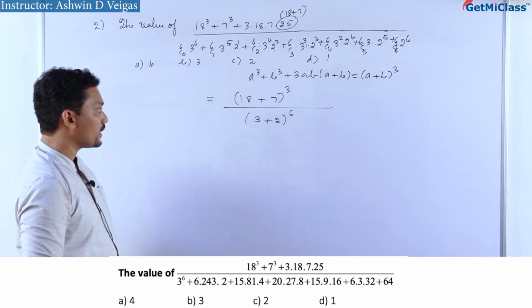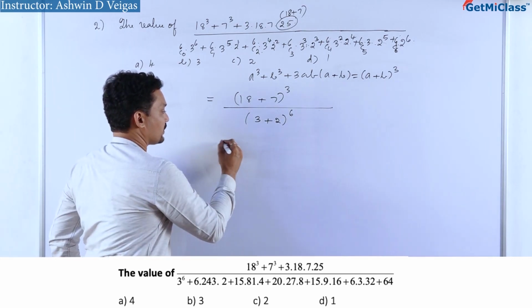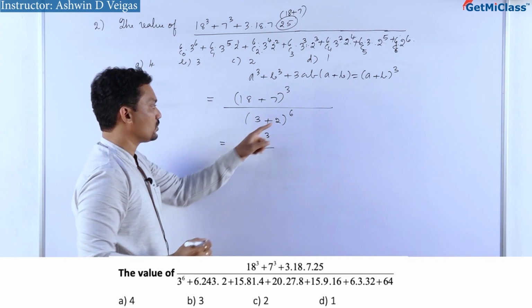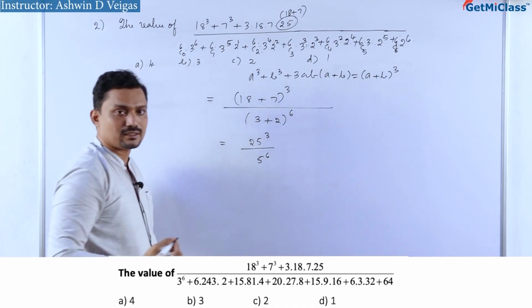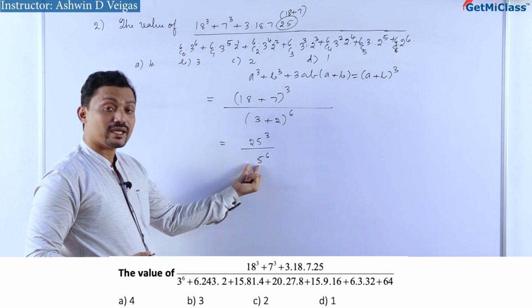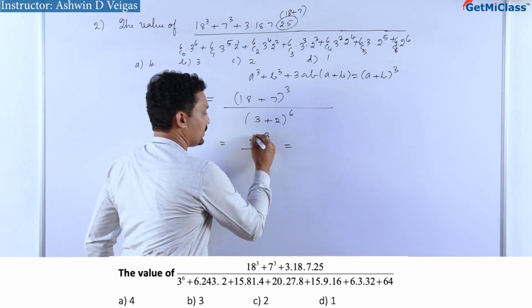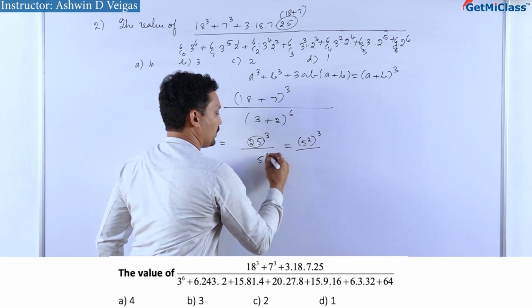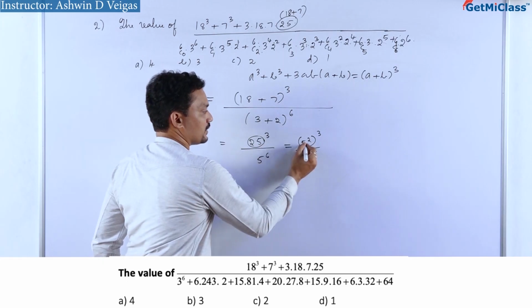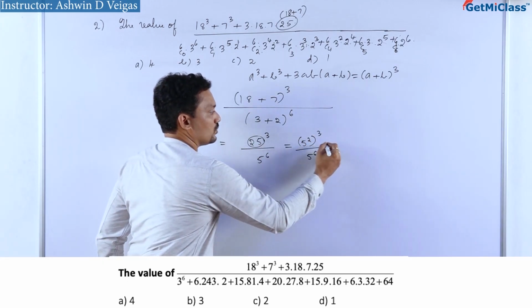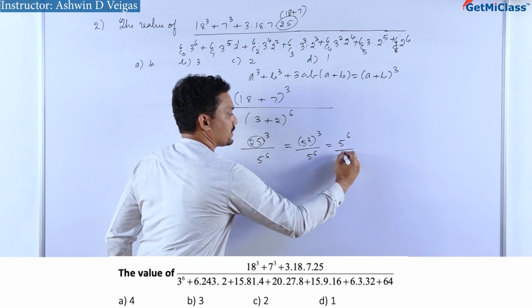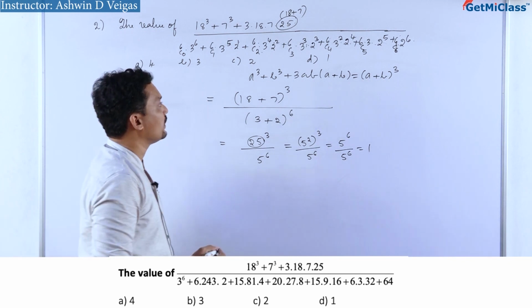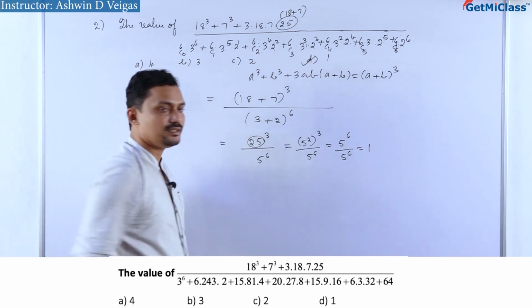If you now simplify this, 18 plus 7 is 25, so this is 25 cube. 3 plus 2 is 5, so 5 power 6. Now, actually this term and this term cancel. Otherwise, what we can do is write 25 as 5 square, power 3, divided by 5 power 6. Now, 3 into 2 becomes 6. So, you will get 5 power 6 by 5 power 6, which will cancel, and hence you will get the answer as 1. Therefore, you can see option D is the answer.